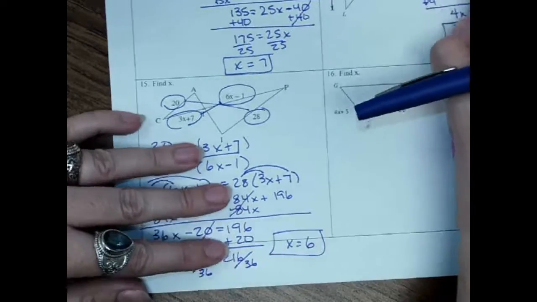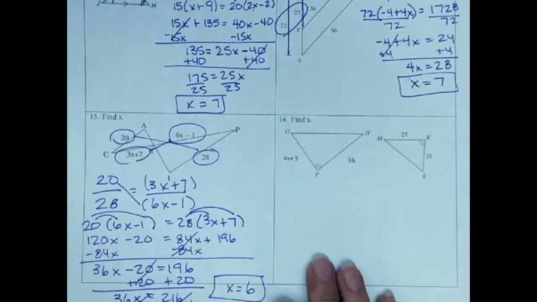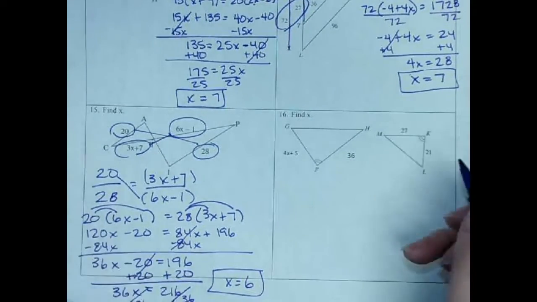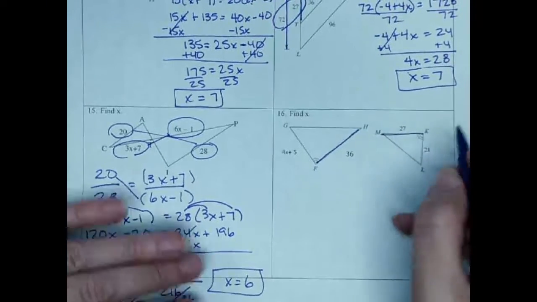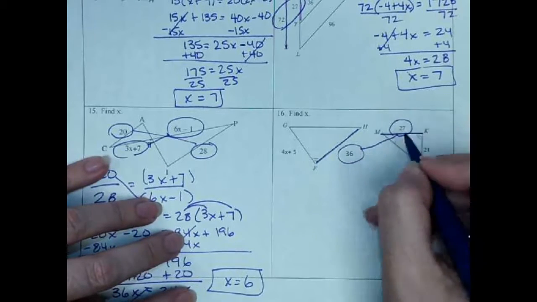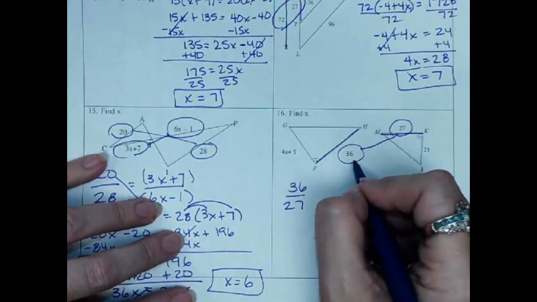And then our very last one here, again, it doesn't tell you a lot of information about which parts go together. But what I do know is this side is the longer of these two, and this side is the longer of these two. So those are going to go together. So I'm going to put 36 over 27. And if I put this one on top here, I need to put this one on top.